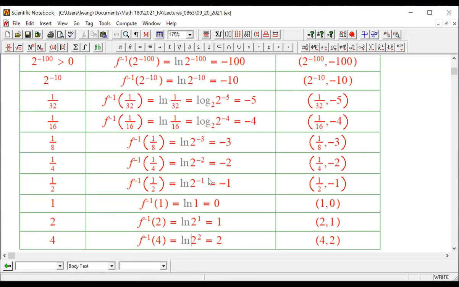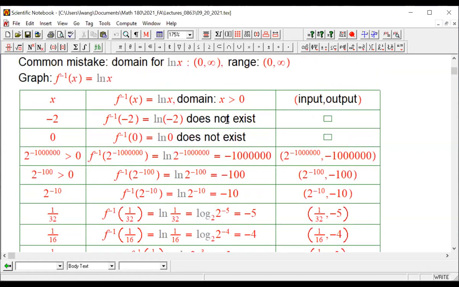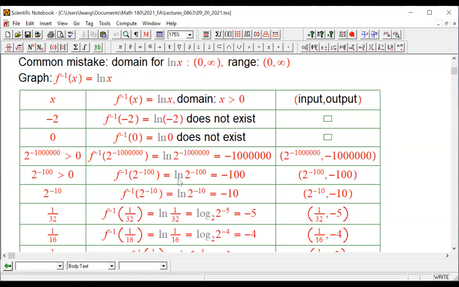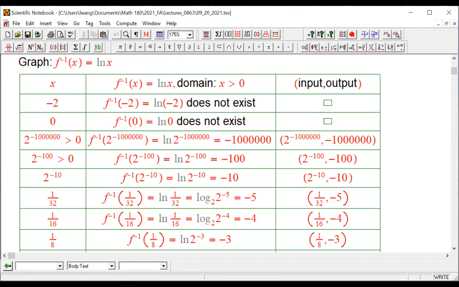Because this is a different base, the former input would not produce the same output. For example, ln of 2 to the power of -100 is not going to give -100. So all of these will be wrong. Are you guys with me? If I only change to ln, this will be wrong, this will be wrong, this will be wrong. Do you guys follow me?